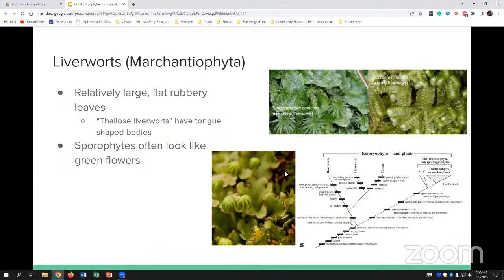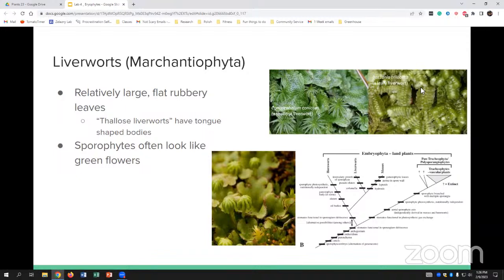Okay, next we got our liverworts. I love the liverworts. They look like little palm trees, right? So if you're looking at a liverwort, you're likely going to see a big, large, flat, rubbery leaf. And then their sporophytes are often going to look like little green flowers, right? Something like that. Now, there are thallose liverworts, those are the ones with the large tongue-shaped leaves, and some leafy liverworts.